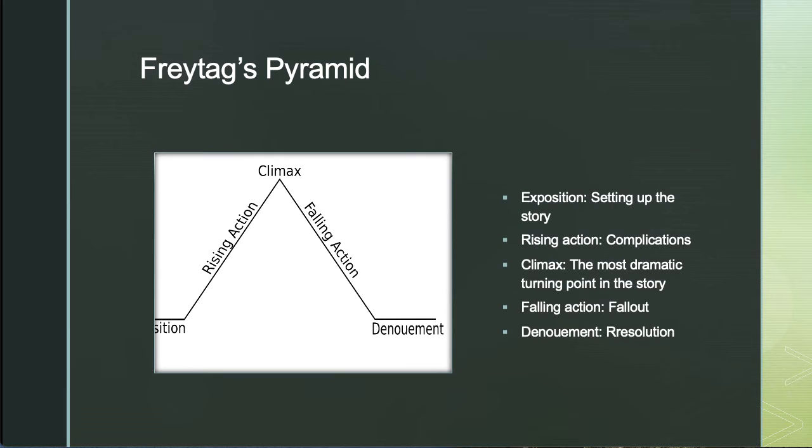So like in Star Wars, it would be when Luke uses the Force to blow up the Death Star. That's the climax. And you'll notice with contemporary plotting, that climax goes a little bit to the right of the pyramid. And then we have falling action, which is the slowed action showing results or the fallout of the climax. And then the denouement or resolution is just that the story is tied up in conclusion.